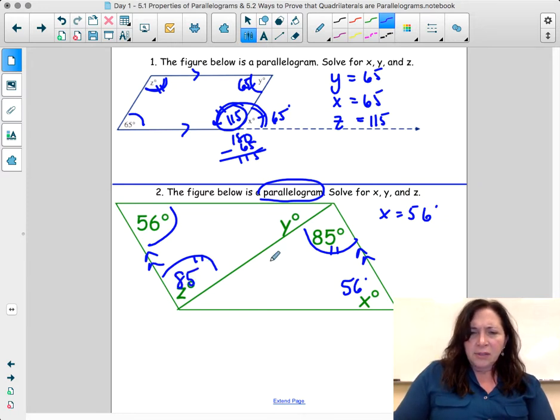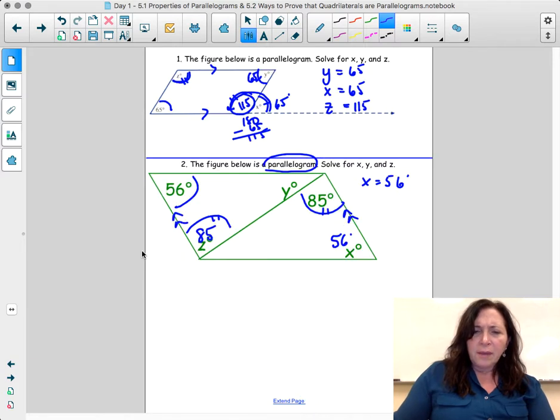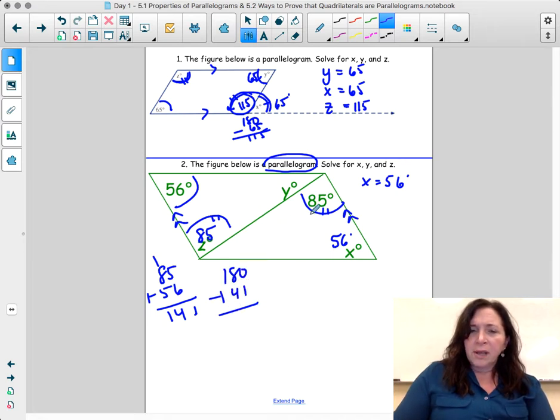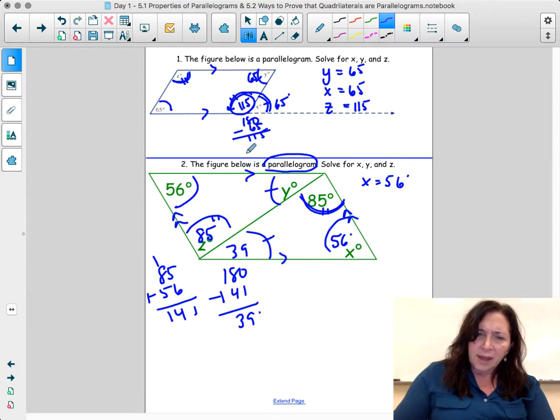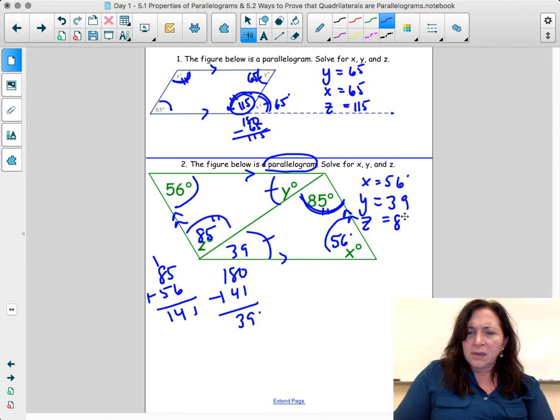And you know what? Now I actually have a triangle. So I'm going to add 85 and 56, and I'm going to get 141. And if I were to subtract 180 minus 141 degrees, because remember, the sum of the angles in a triangle all add up to be 180 degrees, I'm going to get 39 degrees. So therefore, this is 39, which makes this another alternate interior angle because that's parallel to that. So we have y is equal to 39. I think I missed an angle. Oh, z. So here's z equals 85.